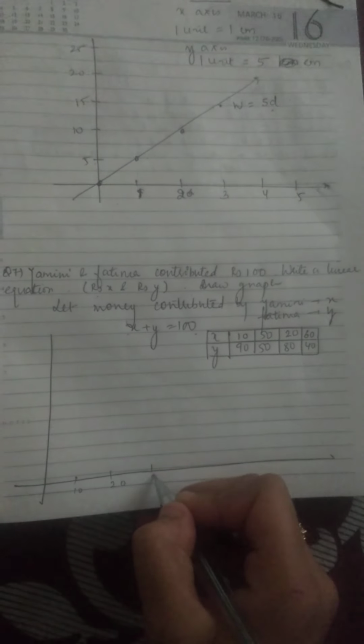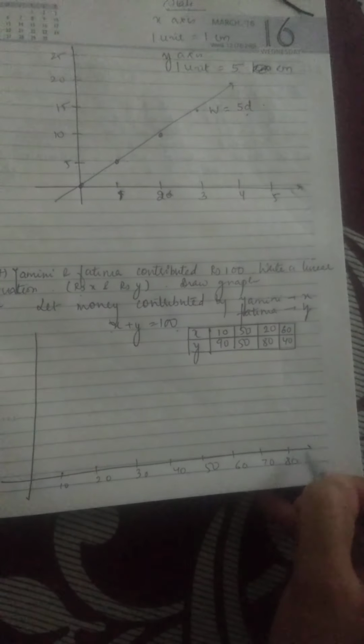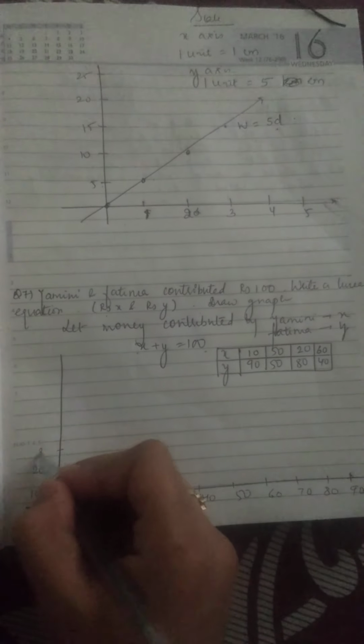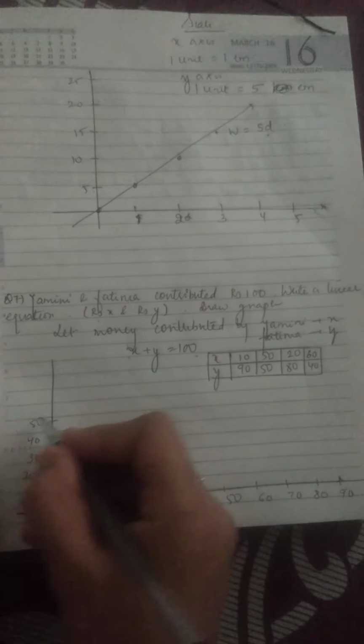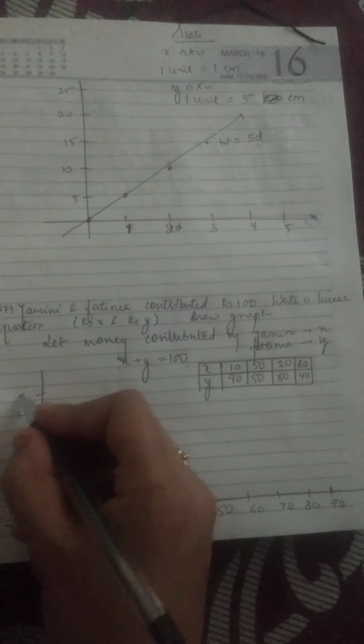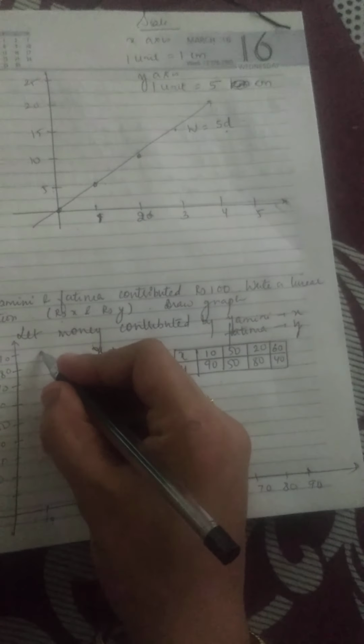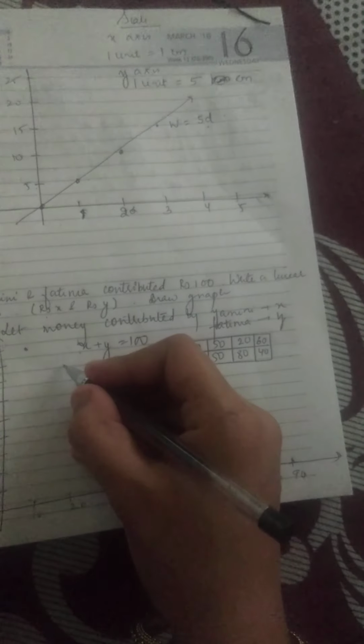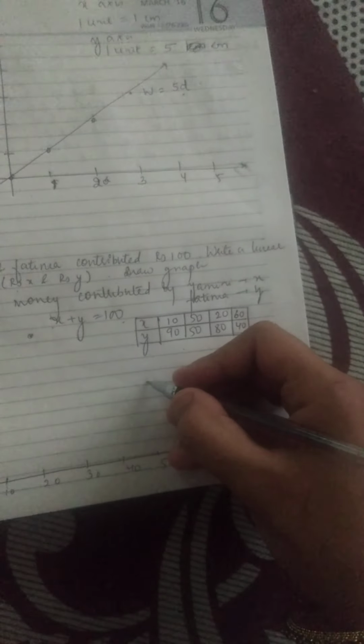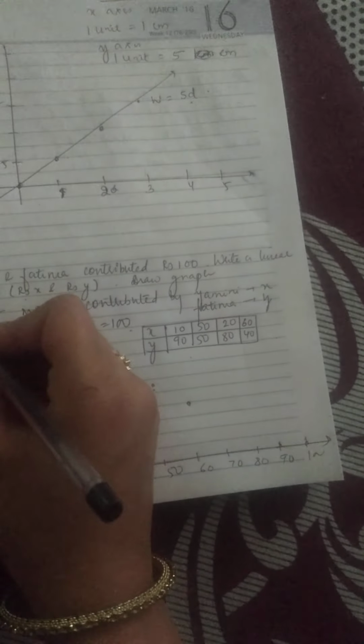10, 20, 30, 40, 50, 60, 70, 80, 90. We can take a scale of our choice. I took multiples of 10 because then it will be easy to plot the solutions. So (10, 90) is here, (20, 80) is here, (60, 40) is here, and (50, 50) is here. If we take (100, 0), and this will be (0, 100).